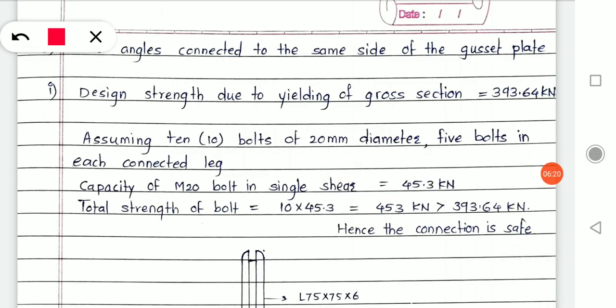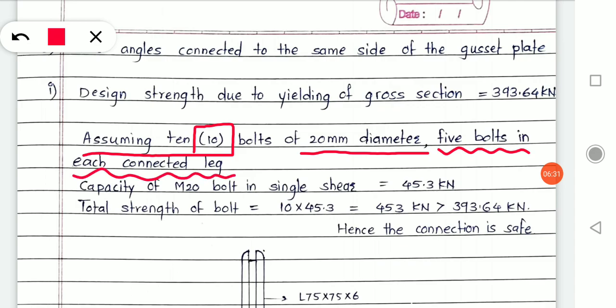Yes, assuming 10 number of bolts of 20 diameter, 5 bolts in each connected leg. Okay, now if you remember, in the previous problem or in the previous arrangement of your angles, I have used only 5 number of bolts of M20 diameter and grade 4.6. But here, due to the different arrangement, we required more number of bolts.